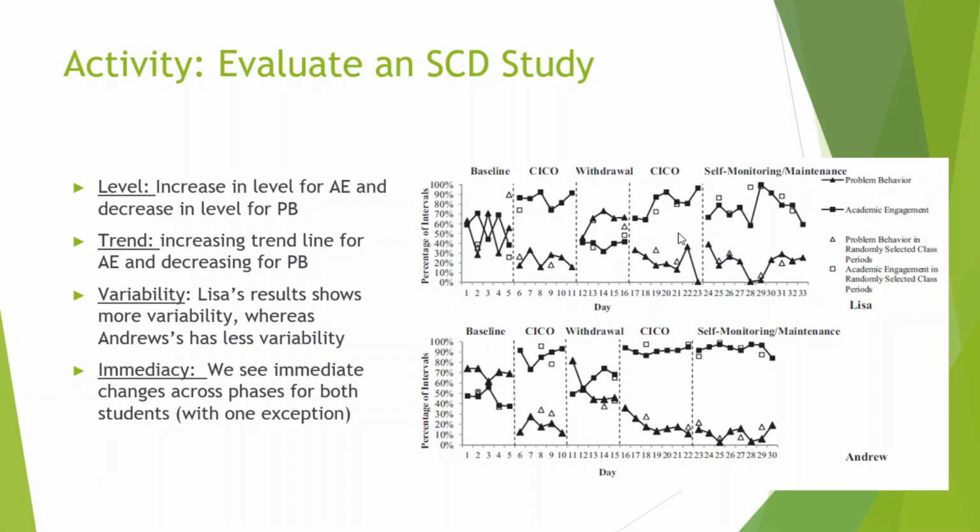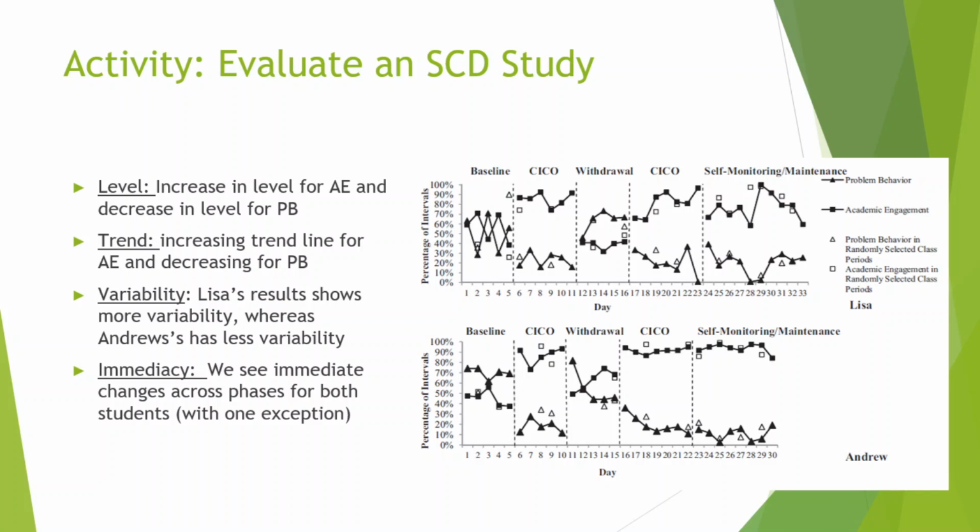However, with Lisa, we generally see an increasing trend right here with the implementation of the intervention. And then here it still seems like it may be increasing, although it's a little less clear because as we get into the next part, Lisa's has much more variability. So Lisa's results generally show more variability, whereas Andrew's has much less variability towards the end of the intervention study.